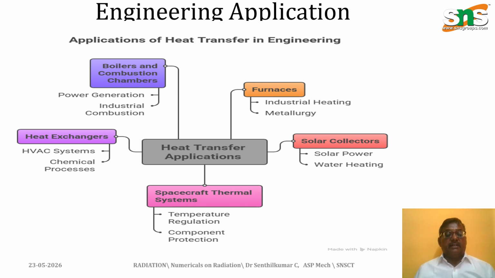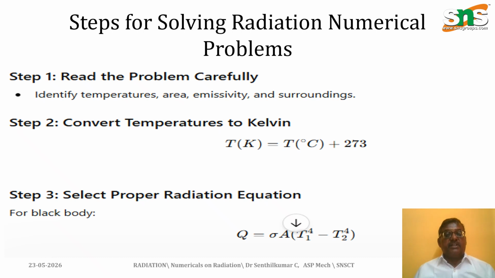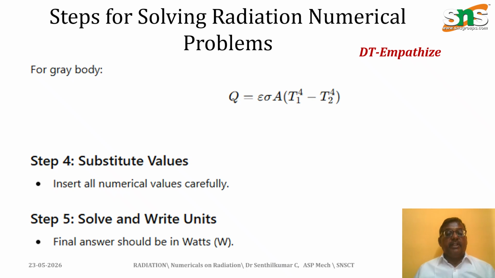Let me see another concept: the steps for solving a radiation numerical problem. Step 1: read the problem carefully and note down the data as given. Step 2: convert temperature to Kelvin; temperature in Kelvin equals temperature in degrees centigrade plus 273. Step 3: select the proper radiation equation. For a black body, Q = sigma A (T1 power 4 minus T2 power 4). For a gray body, Q = emissivity times sigma A (T1 power 4 minus T2 power 4), based on the basic heat transfer equation.